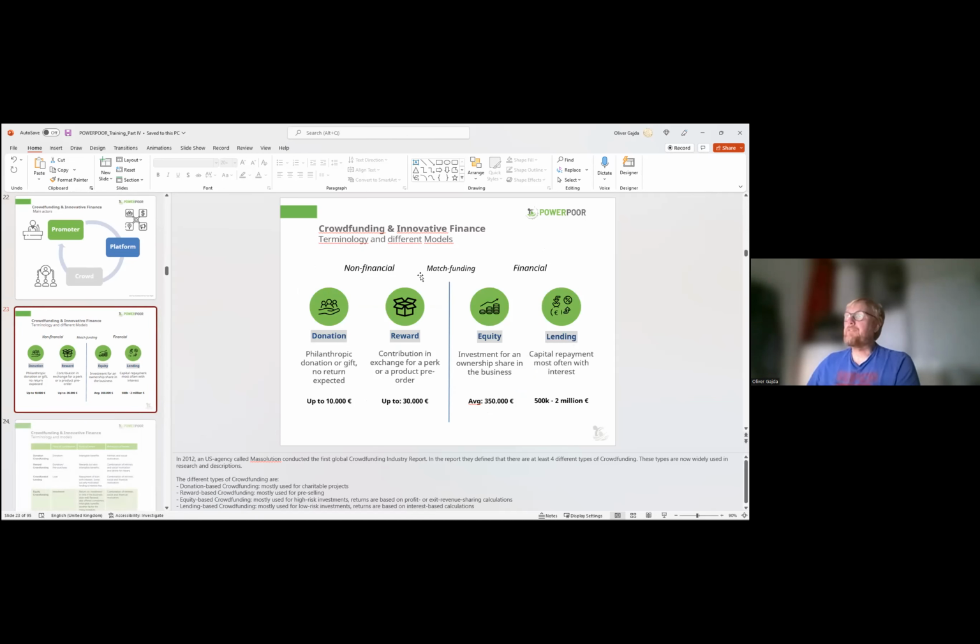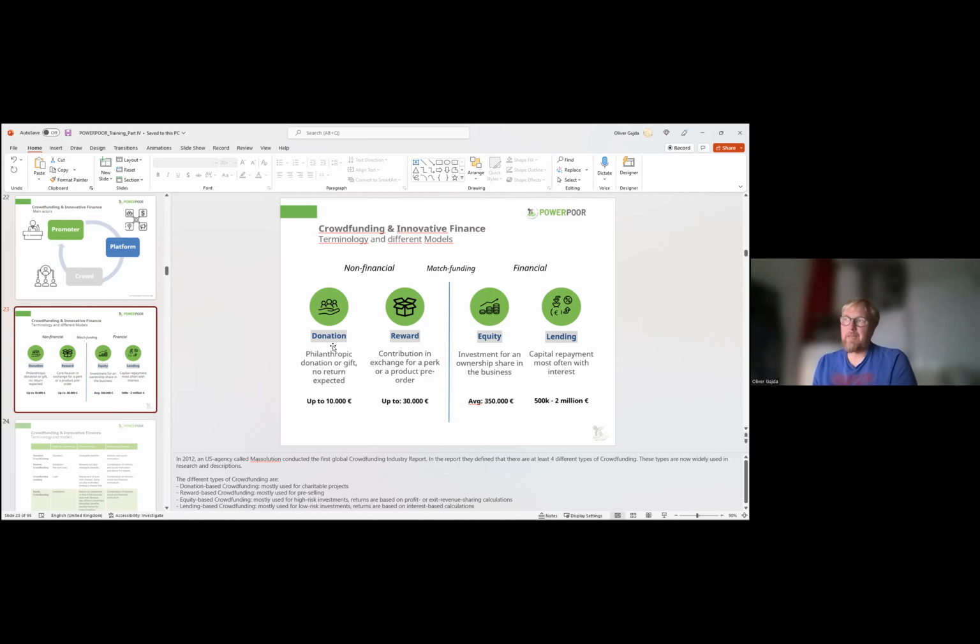As I said, we have non-financial crowdfunding. It's a donation. It's just a donation done through the internet on a platform. There's nothing else. Somebody gives money and gets nothing back apart from a good feeling, or maybe a thank you email, and has no recourse to the person that they've given the money to. Usually these are fairly small.